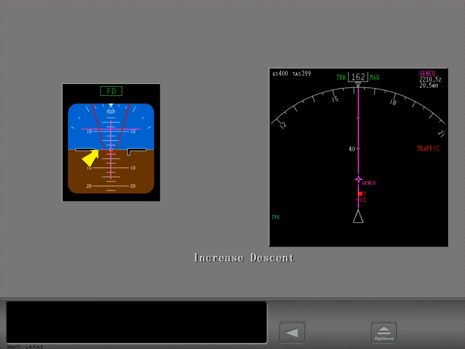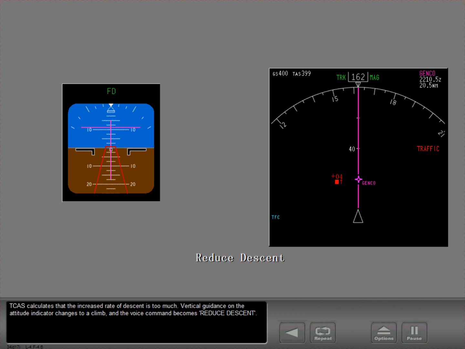Increase descent, increase descent. Increased descent warns that TCAS has calculated that your rate of descent is not sufficient to keep safe traffic separation. Reduce descent, reduce descent. TCAS calculates that the increased rate of descent is too much. Vertical guidance on the attitude indicator changes to a climb, and the voice command becomes reduce descent.